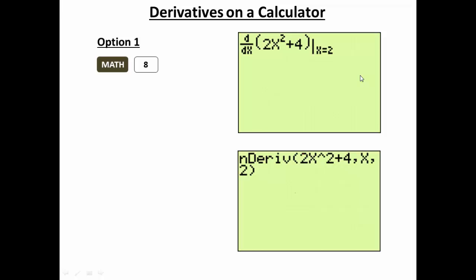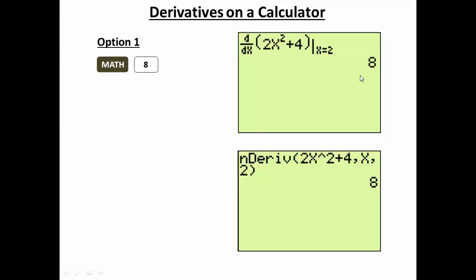So on the top, it says the derivative with respect to x of 2x squared plus 4 evaluated at x equals 2. Down below, it says essentially the same thing, the numerical derivative of 2x squared plus 4 with respect to x evaluated at 2. Hit enter, and it pops out the answer that I got before doing it by hand, 8. So if I have a calculator and I have the option of using that calculator, it's probably going to be a lot quicker from beginning to end finding a slope at a point using the calculator versus if I'm having to find the derivative in general, I have to do it by hand.